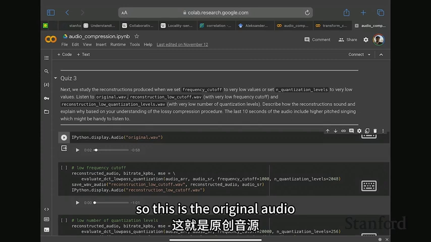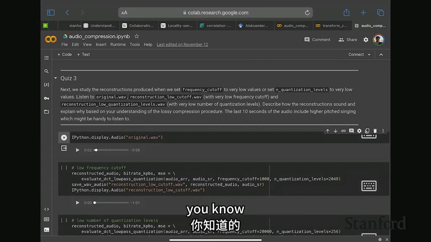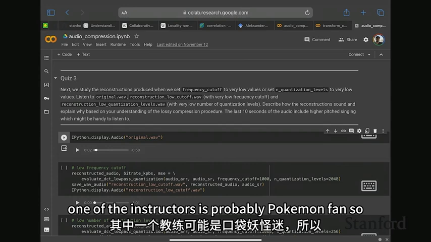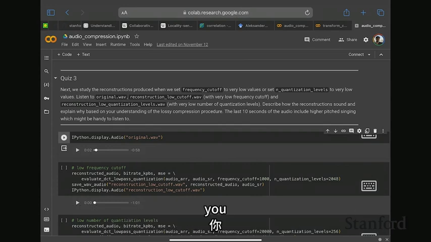So this is the original audio, and again, if you've done homework 3, you know one of the instructors is probably a Pokemon fan, so you can guess later.